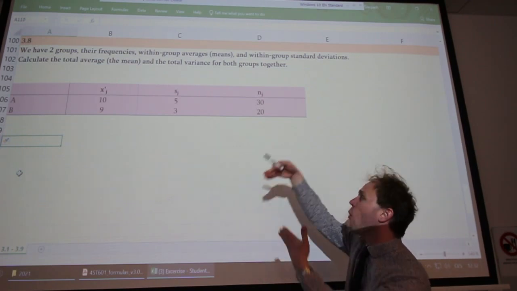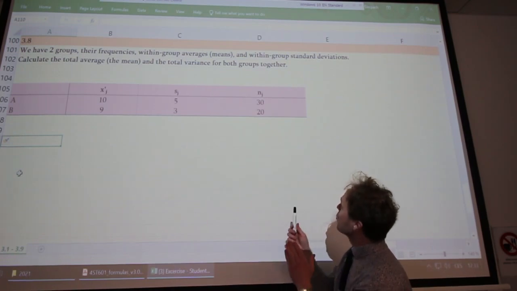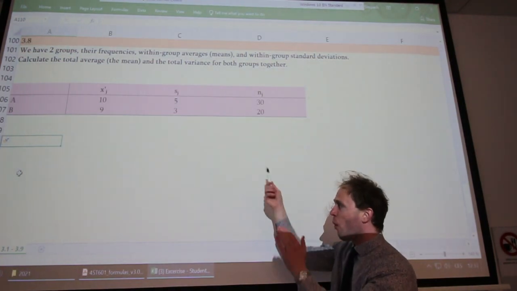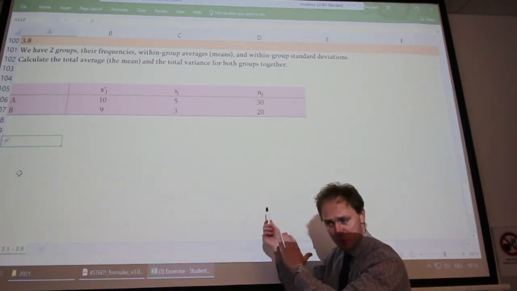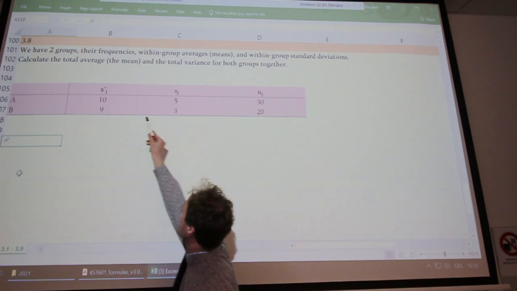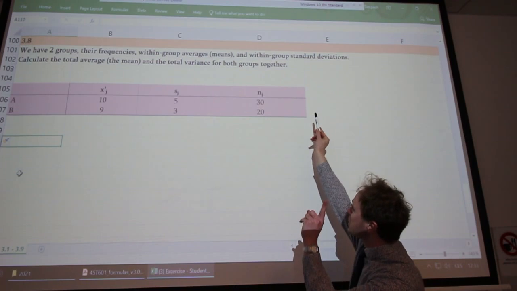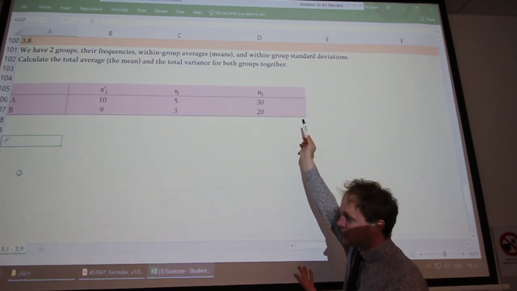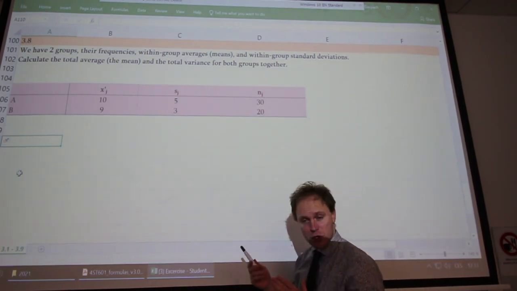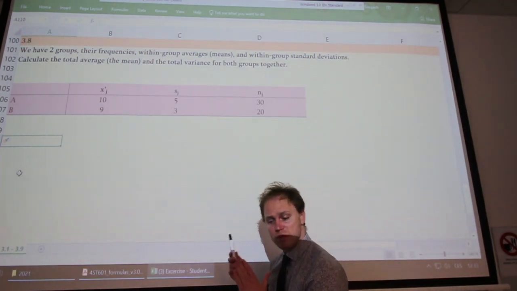And we would like to calculate the total average, the total mean, and the total variance for both groups together. We don't know whether they are boys and girls or cars and motorcycles. So just group A and B, individual averages, individual standard deviations, and absolute frequencies, the number of units in group A and group B, and we would like to calculate the total average and the total variance. So we will do this.